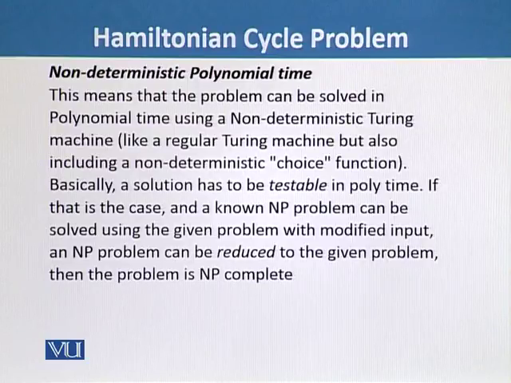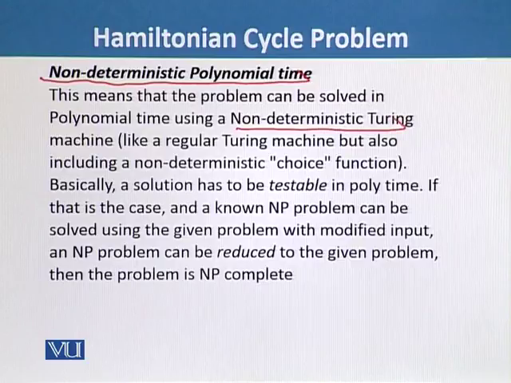So NP means non-deterministic polynomial time. It means that the problem can be solved in polynomial time using a non-deterministic Turing machine, like a regular Turing machine but also including a non-deterministic choice function. So basically a solution has to be testable in polynomial time.